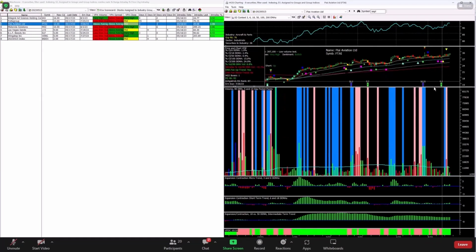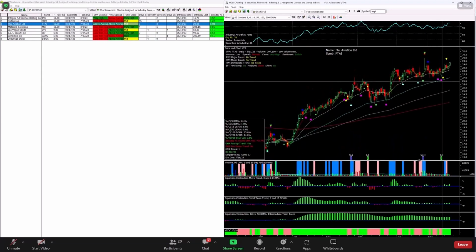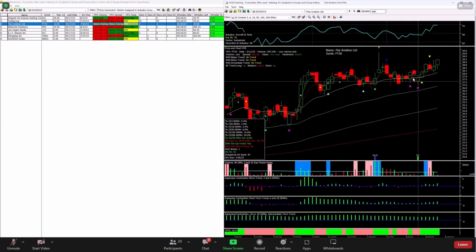It is when the stock trades down and closes near the high. Let me zoom in on this so you can see it better. Okay, it did it here, traded down, closed near the high, traded down, closed near the high, and look at the volume, non-existent. That just means there wasn't any selling pressure that day.